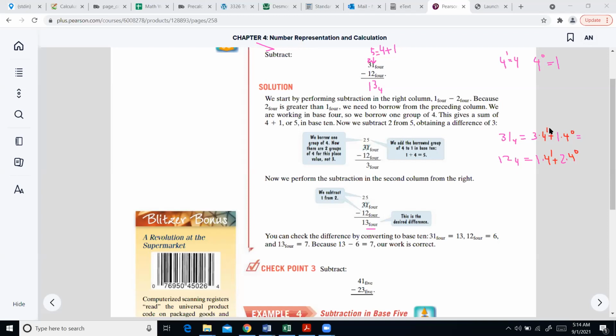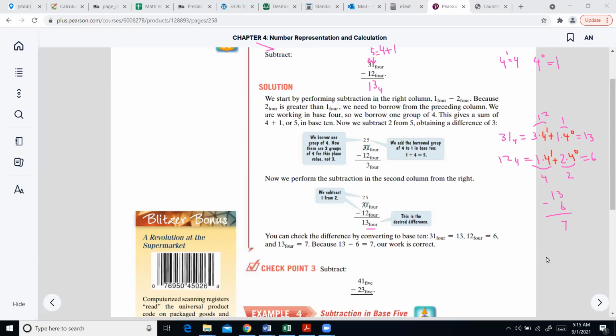So here I have 3 times 4 or 12, right? With 1 that is 13. And for the second, I have one 4 and a 2, which is 6. And when you subtract 13 and 6, that's what we definitely can do in base 10, right? I get 7. And then I need to write that 7 in base 10 using powers of 4.